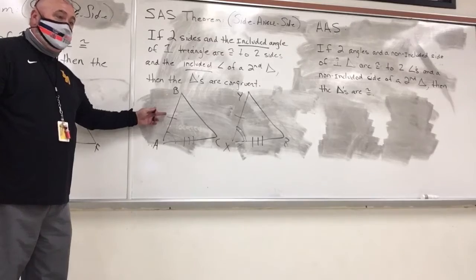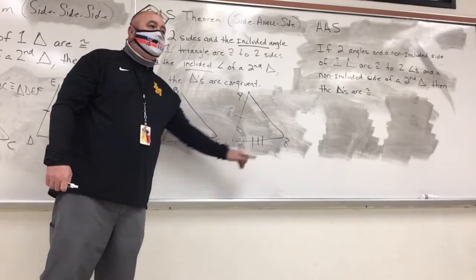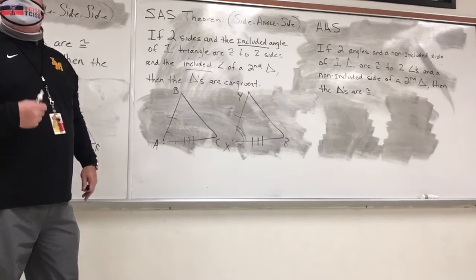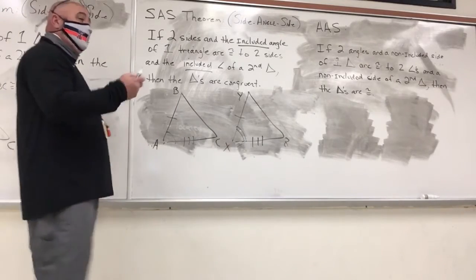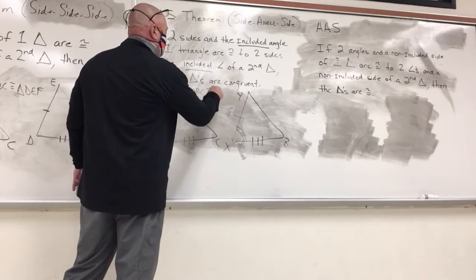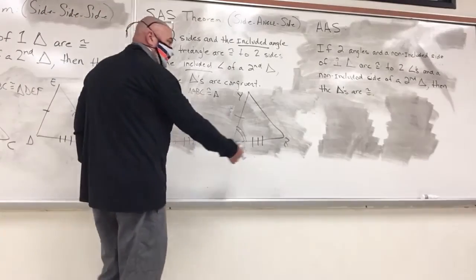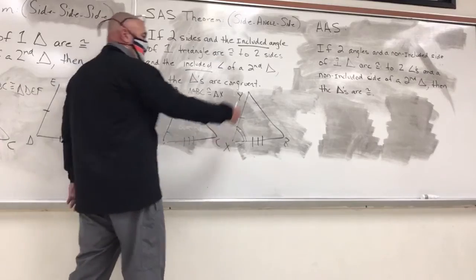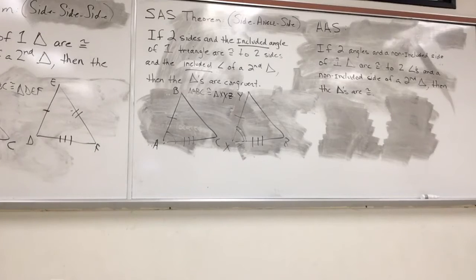So I got side, angle, side, and I got side, angle, side. So therefore, these two triangles are congruent to one another by side, angle, side. So I can say that triangle ABC is congruent to triangle what? A matches to X. B matches to Y. Z. Does it make a difference how it's written? Yes, it does.